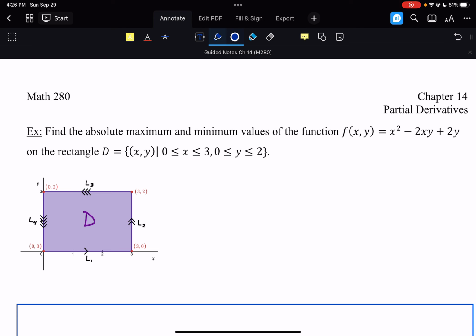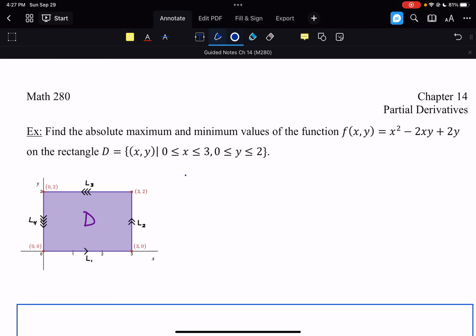Now, the maxes and mins that we find in this region might not be the max and min for the whole function. But again, we're not looking at the whole function. We're just looking at the portion that lies within this rectangle. So we're saying within this rectangle, what are the highest and lowest values in here, or along the edge. To start off, let's find any critical points.